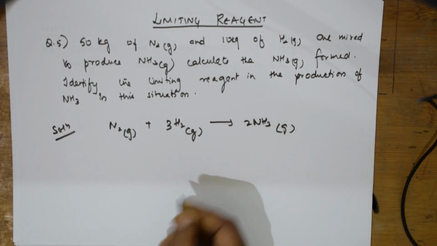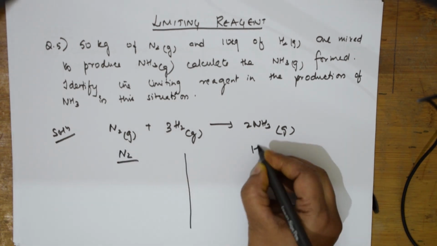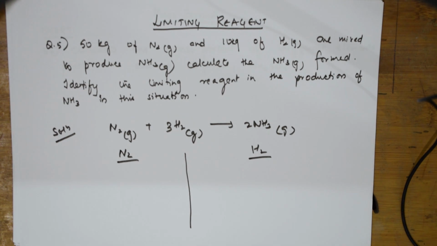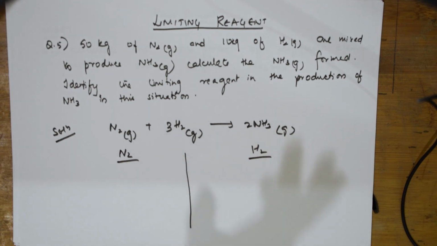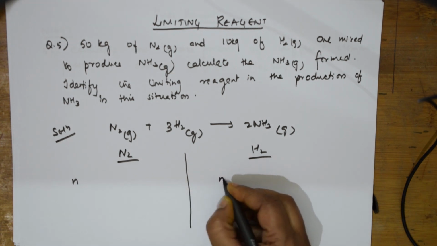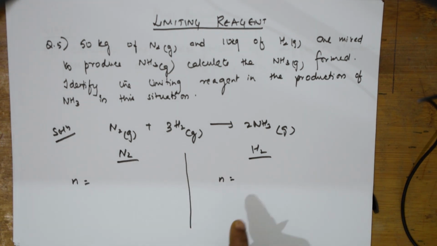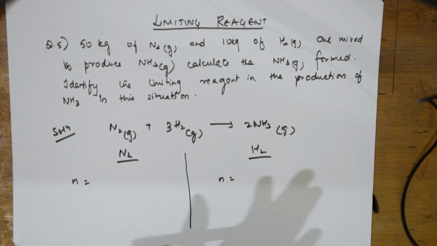Fine. So let us calculate separately. Let us start solving. Let us take this part for nitrogen. Let us take this part for hydrogen. I need to calculate the limiting reagent in terms of moles. So what is number of moles equal to? Number of moles is equal to weight by molecular weight, isn't it? Now I'll calculate moles in both cases, and whichever is consumed more will be the limiting reagent. Now see, how much did they give us? They have given us 50 kg of nitrogen and 10 kg of hydrogen. I need to convert it into moles.